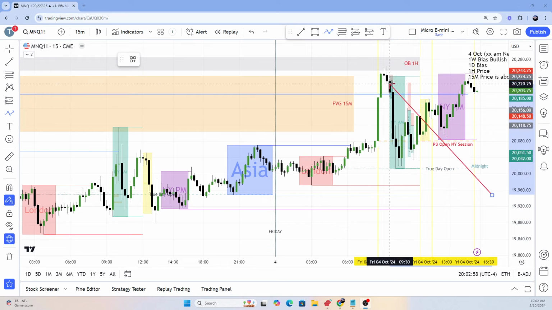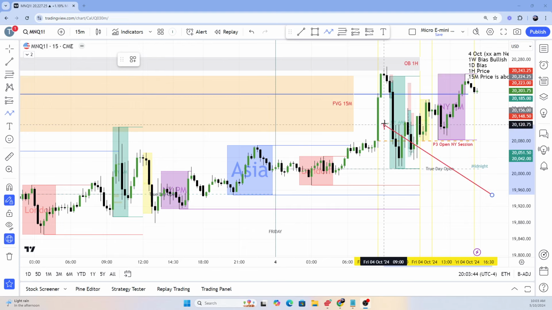So around 9:30, when we look at the 8:30 a.m. news, it was good for the US dollar. The news was positive for the US dollar, which means it's slightly negative for the stocks. So the price was pushed up, but the news was negative for the stocks. If the news is negative for the stocks, the price should go down, right? However, instead of the price going down, the price went up.